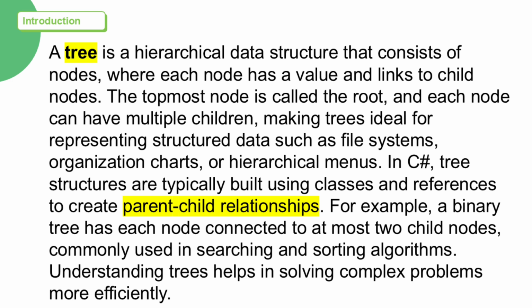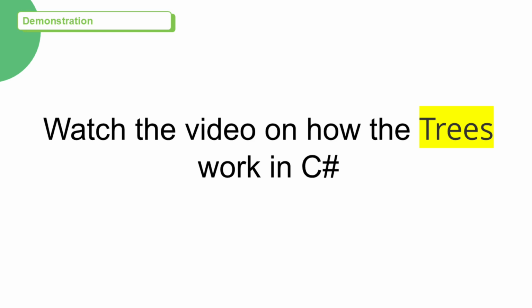In C#, tree structures are typically built using classes and references to create parent-child relationships. For example, a binary tree has each node connected to at most two child nodes, commonly used in searching and sorting algorithms. Understanding trees helps in solving complex problems more efficiently. Watch the video on how the trees work in C#.